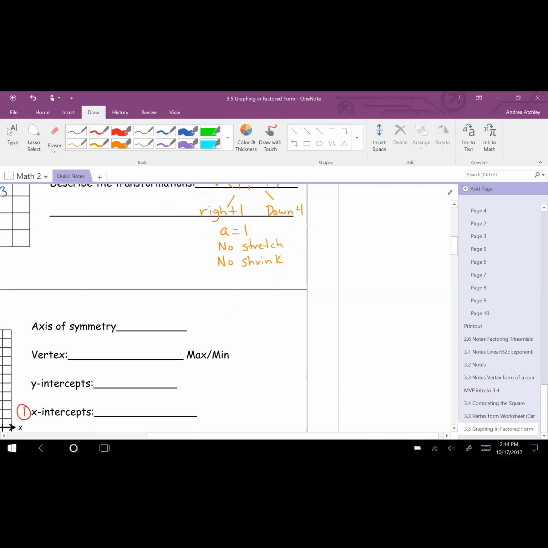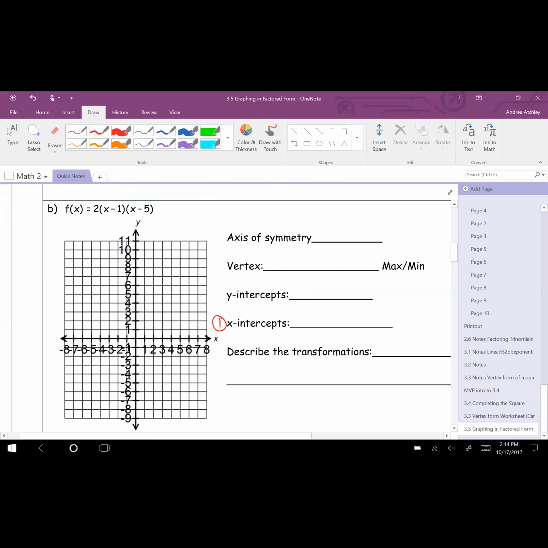Okay, next one. So again, we're going to start with our x-intercepts before we can find the axis of symmetry. Let's call on somebody. Michelle, what are my x-intercepts here? 1 and 5. Again, make sure you're changing the signs.